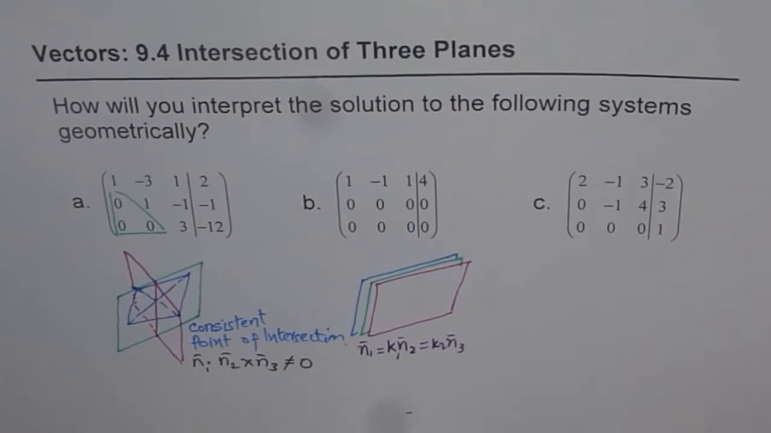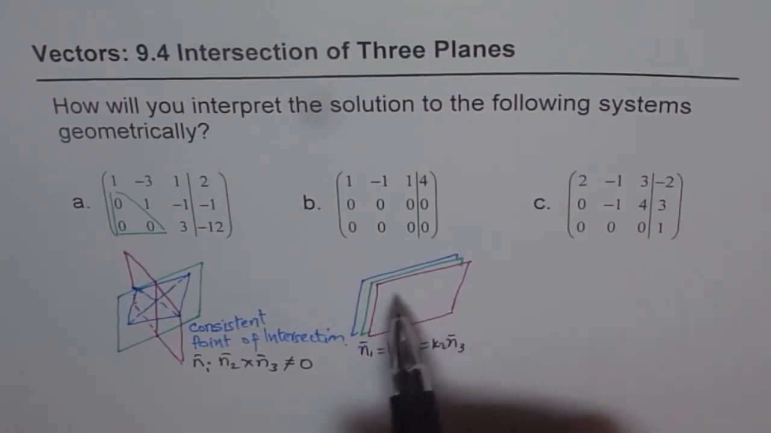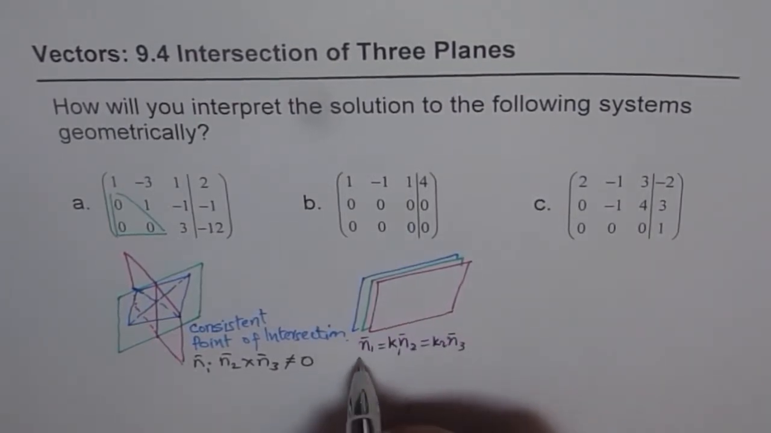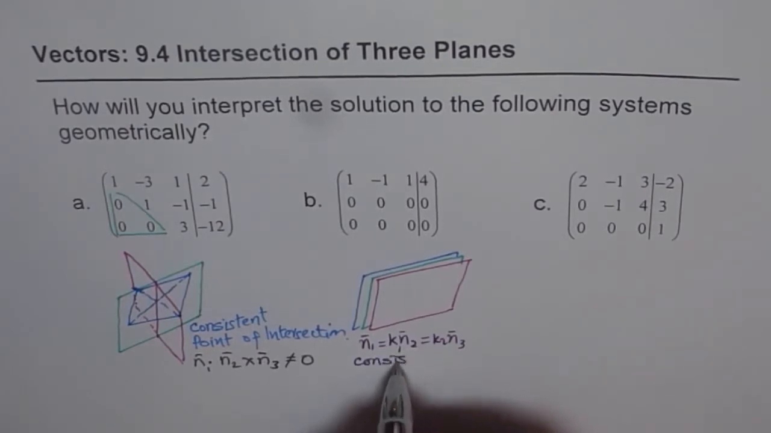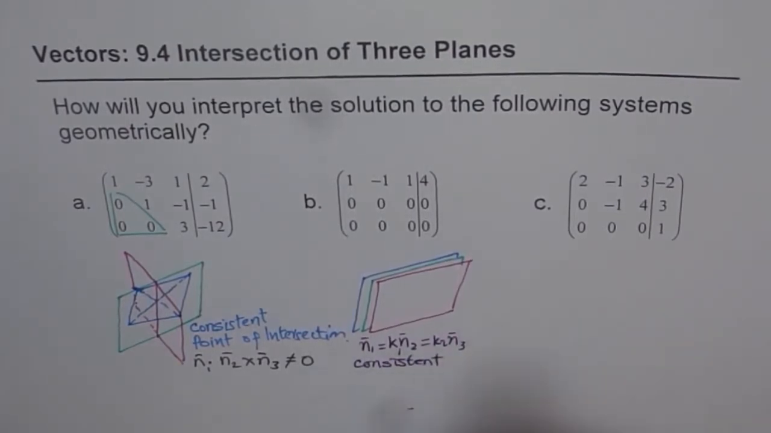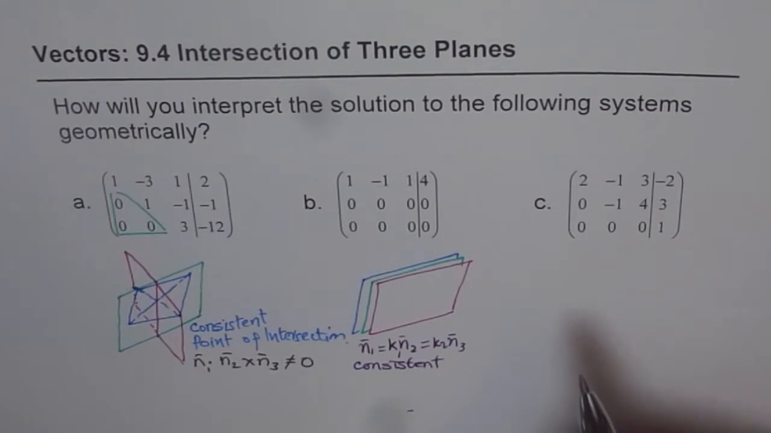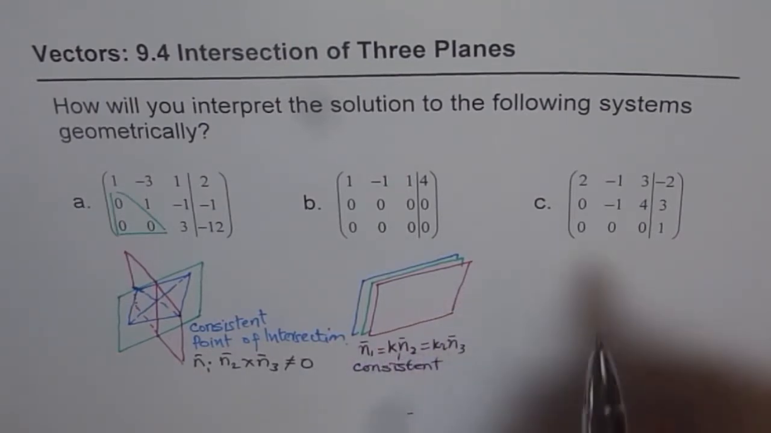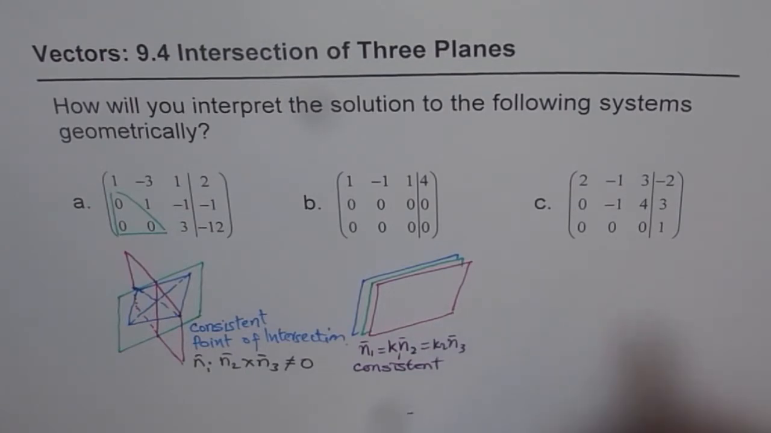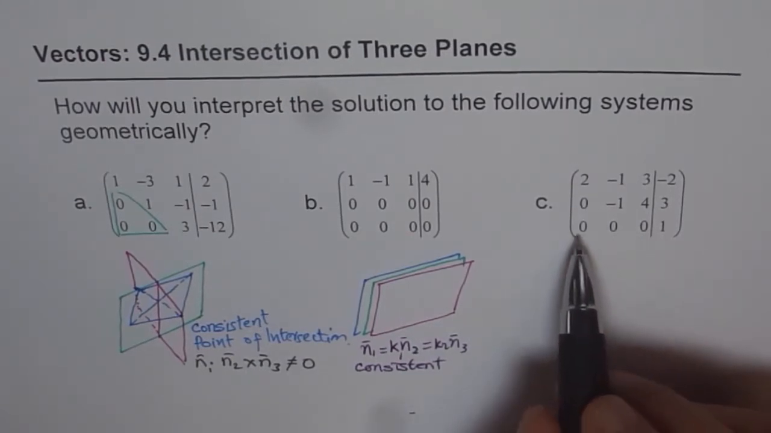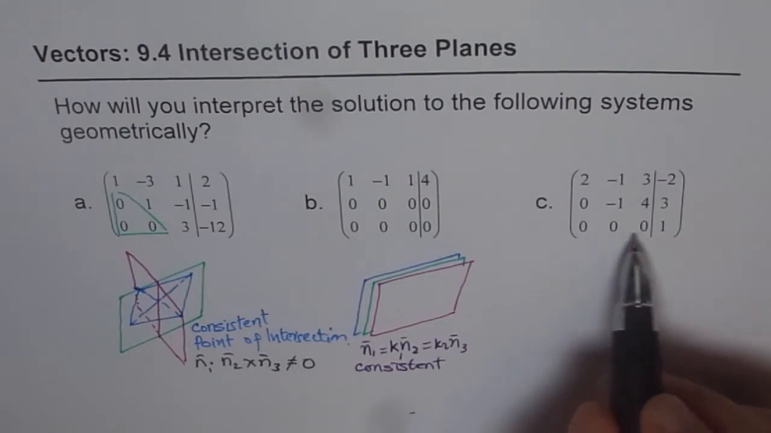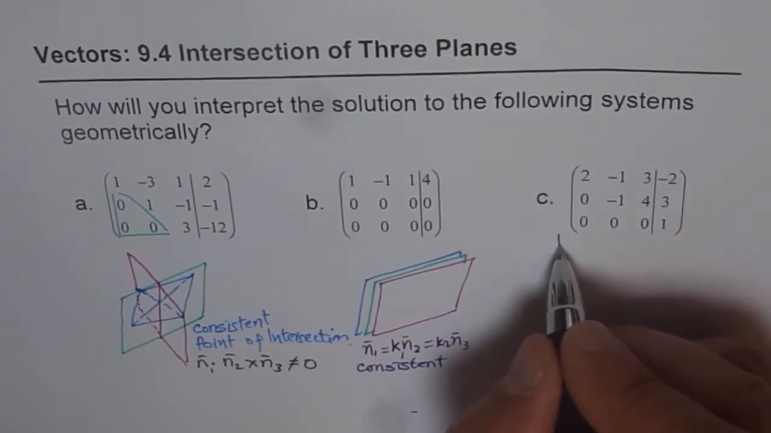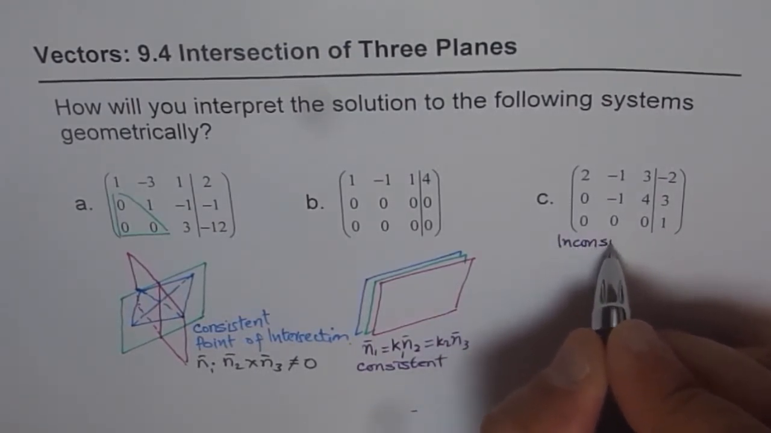Now the third case indicates that, of course, this is a consistent system, right? So this system is also consistent, since every point in the plane is a solution, right? And a plane is itself the intersection of itself, so all three planes overlap. Now in this particular case, this system is inconsistent since there is no solution. So I'll write inconsistent first.